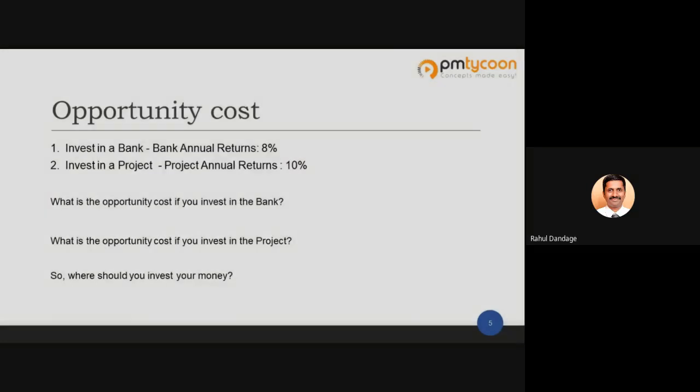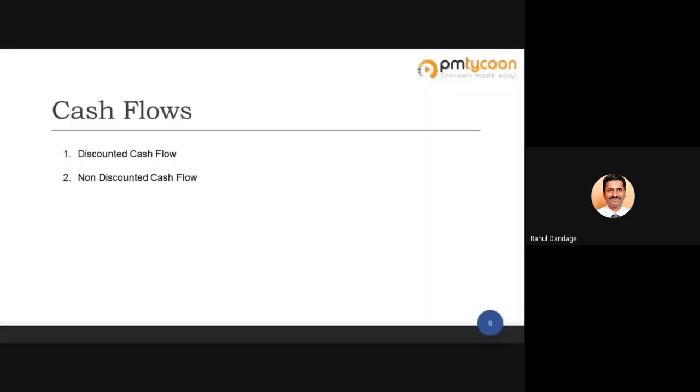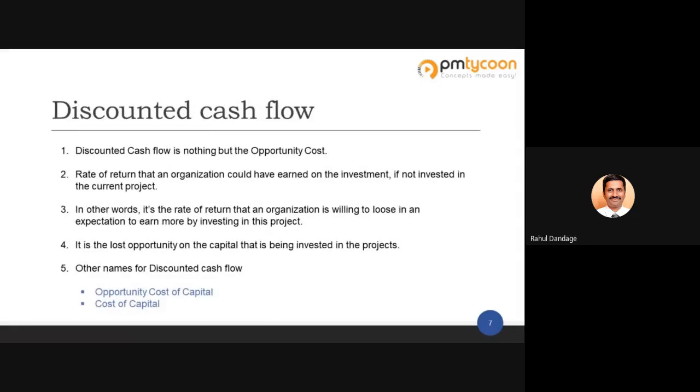And there is another important concept that you need to learn for capital budgeting. That is nothing but discounted cash flow and non-discounted cash flow. Discounted cash flow is a financial word for opportunity cost. So in a way, discounted cash flow is nothing but the opportunity cost. Sometimes the word discounted cash flow is written as cost of capital or opportunity cost of capital. These all terms mean the same.